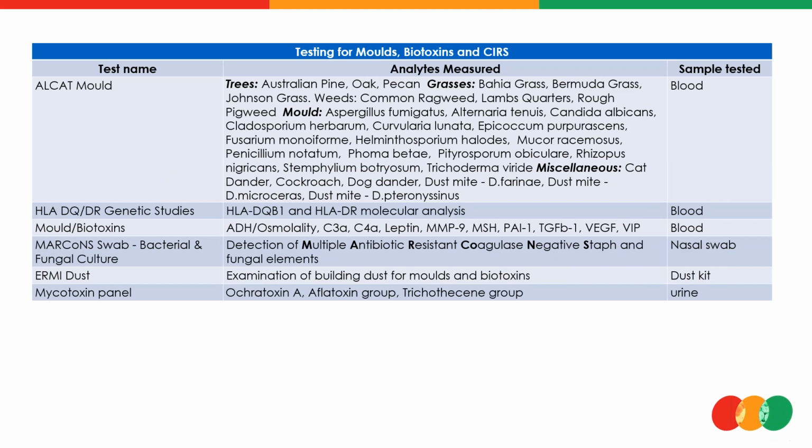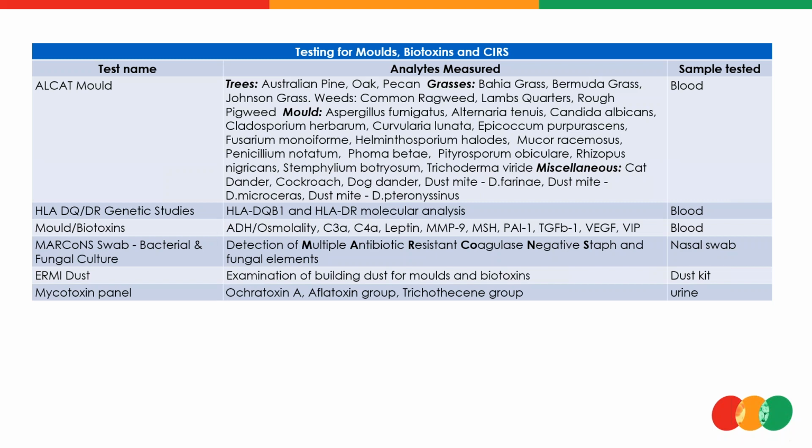Now, you can also take a nasal swab and you can identify both the bacterial and fungal cultures through what we call a multiple antibiotic resistant coagulase-negative staph infection. So you can identify both bacterial and fungal elements through a nasal swab. You can even take a sample of the dust in the room that is perhaps infected with mold. You might want to take a sample of the building material and send that off to the lab for mold and biotoxin assessment.